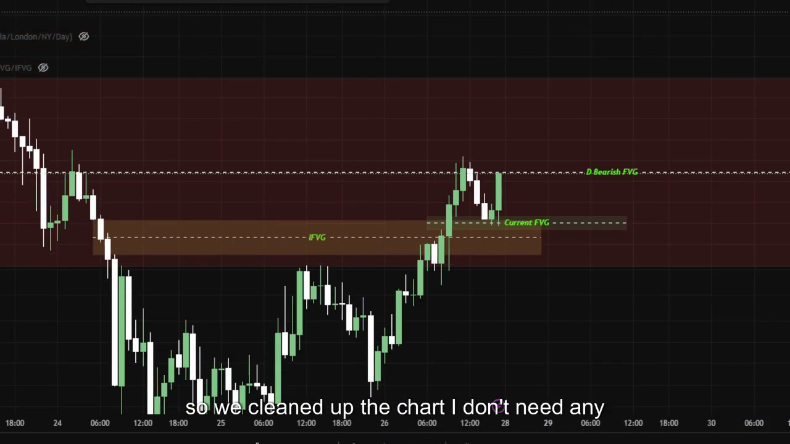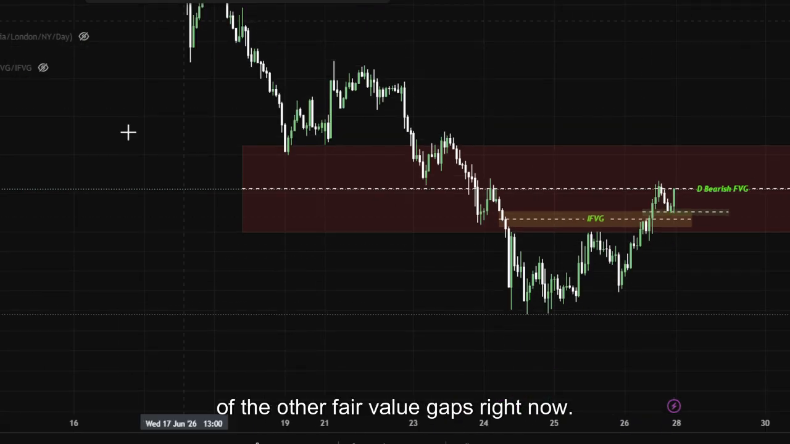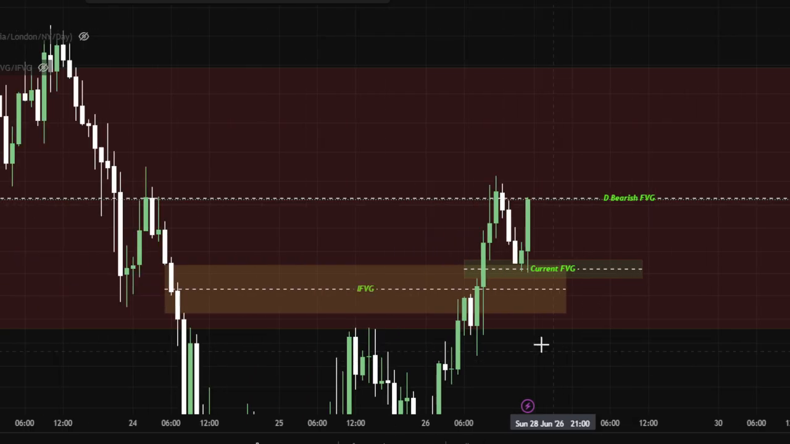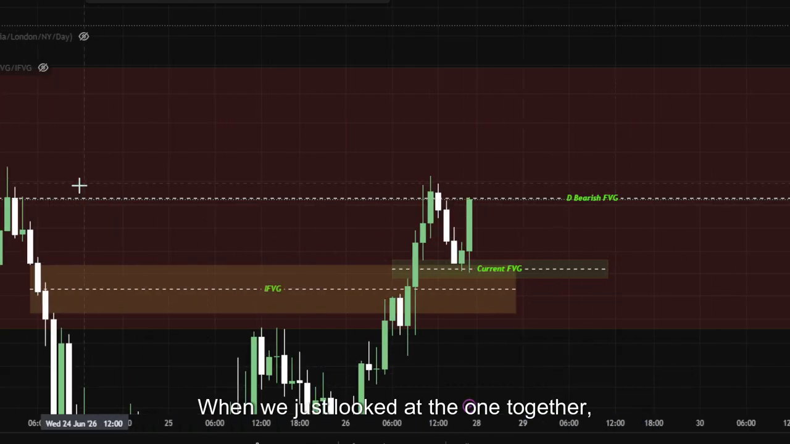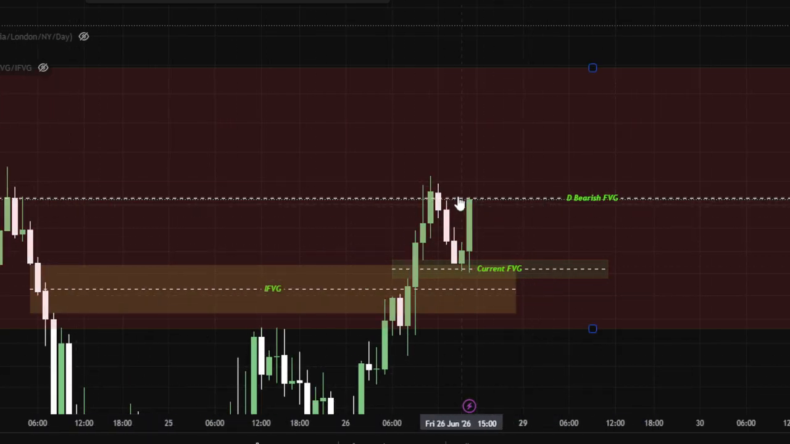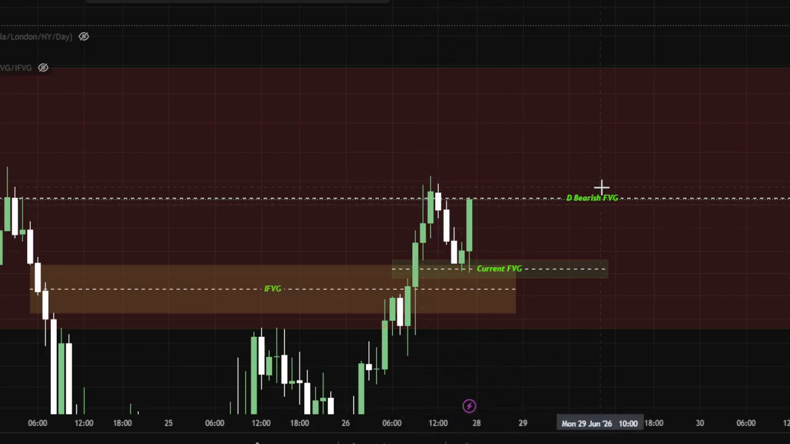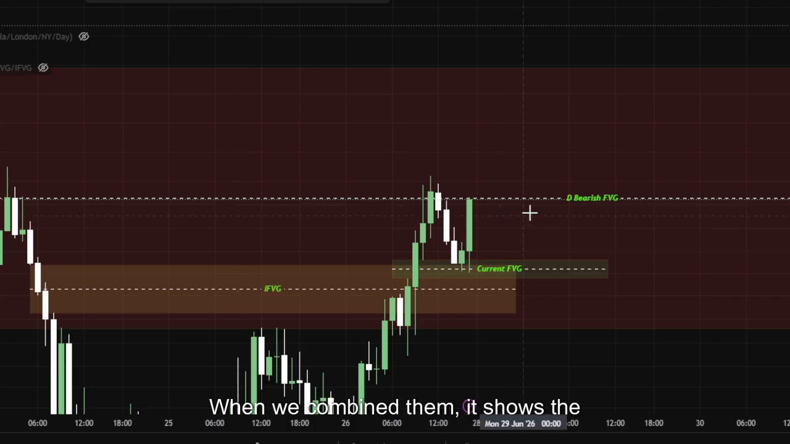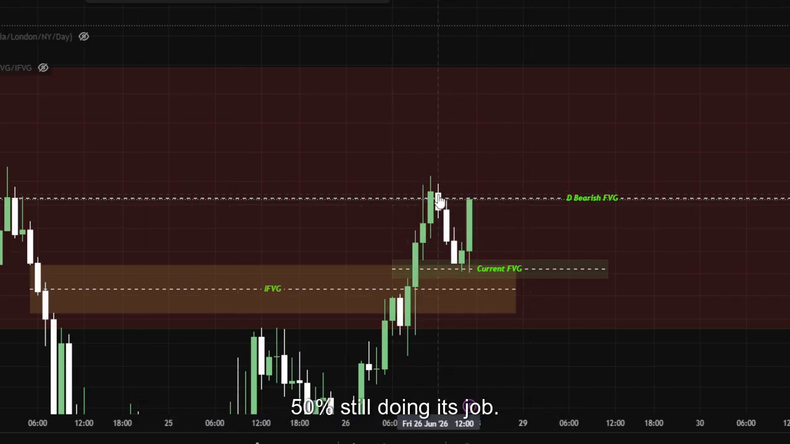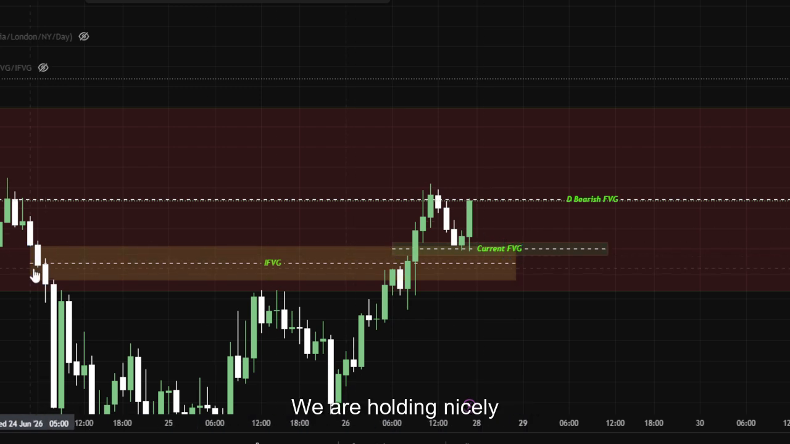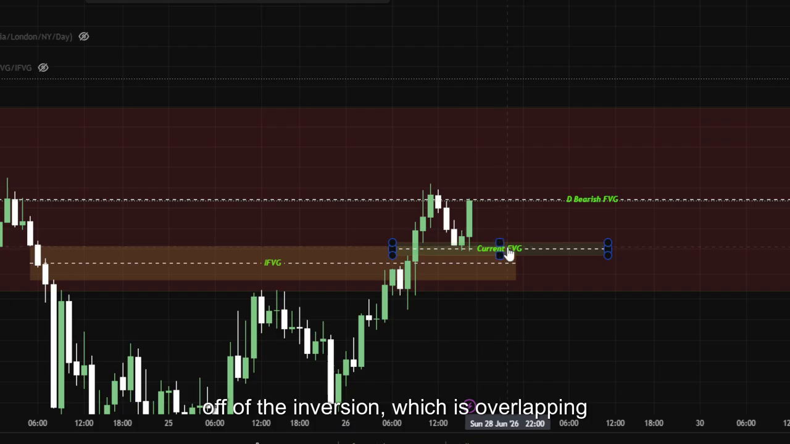Okay, so we cleaned up the chart. I don't need any of the other fair value gaps right now. This is the battle. This is what I particularly care about. Again, when we just looked at the one together, it showed us as having strong bullish momentum through it. When we combined them, it shows the 50% still doing its job, but I see a lot of momentum here. We are holding nicely off of the inversion, which is overlapping with the bullish fair value gap.